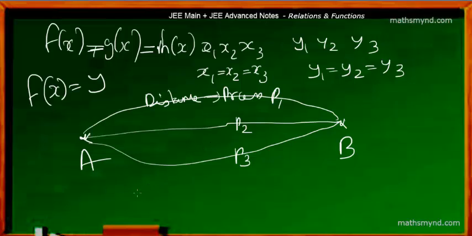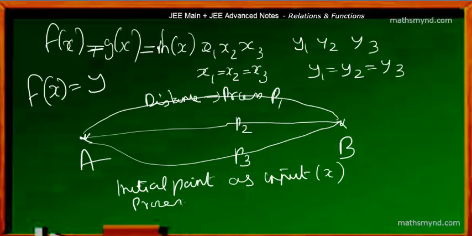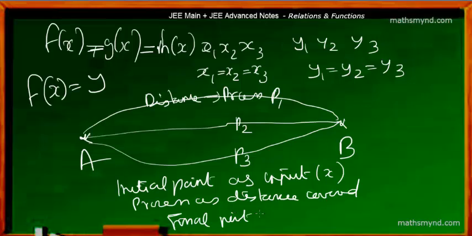So if you consider the initial point as the input x, the process as the distance covered, and the final point reached, or the displacement, as the output y, we can see that the distance-displacement difference can be used to explain equal functions.